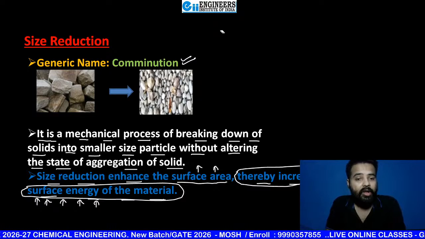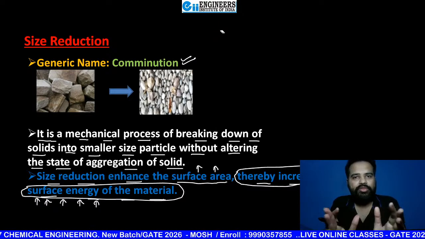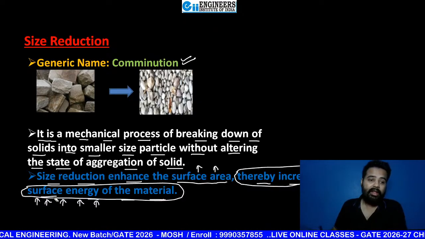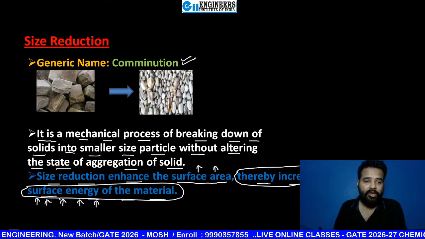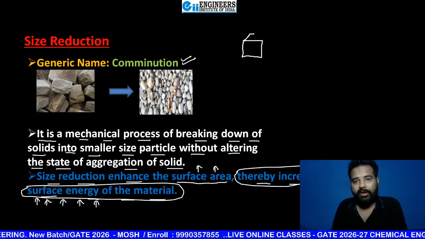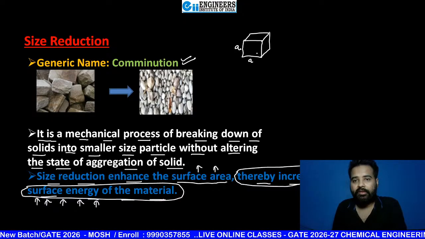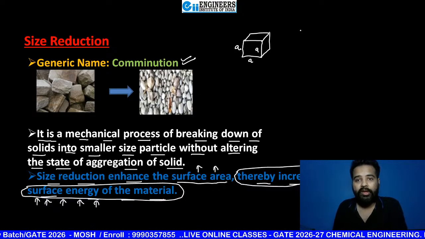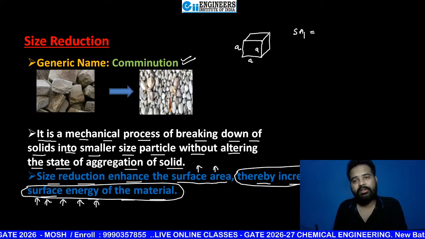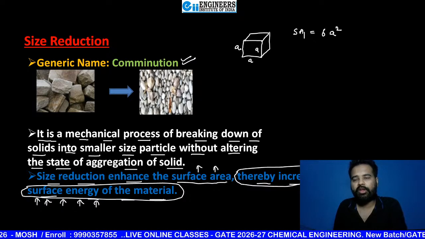So here I just want to tell you one thing, beta, that whenever you reduce size, surface area will increase. Suppose you have one cubical particle here, of size a. So the surface area initially, in case number 1, is a square for one surface, and 6 surfaces are there, so 6a square.